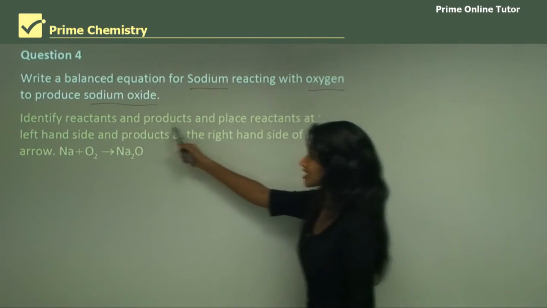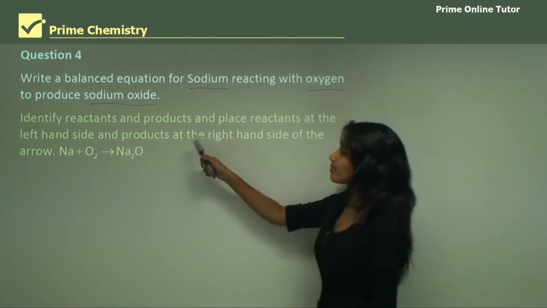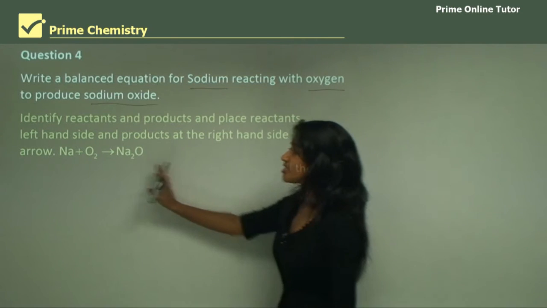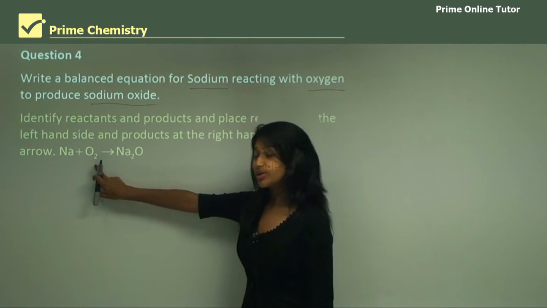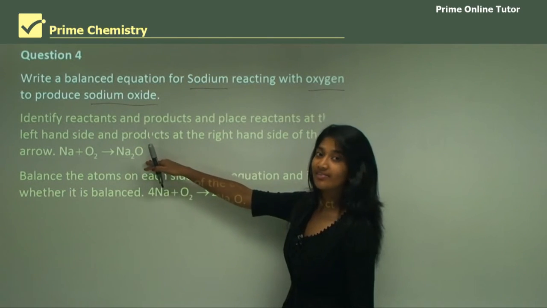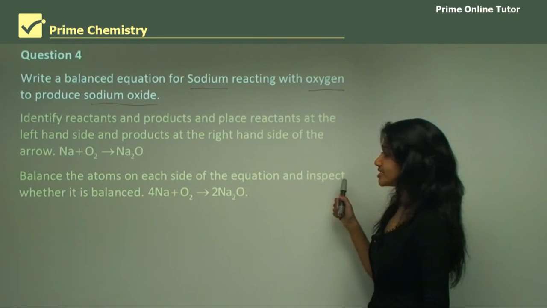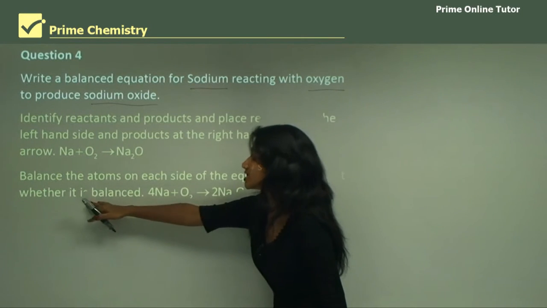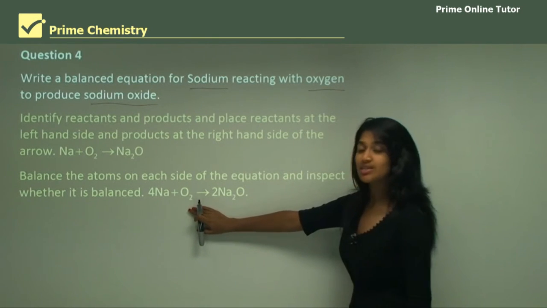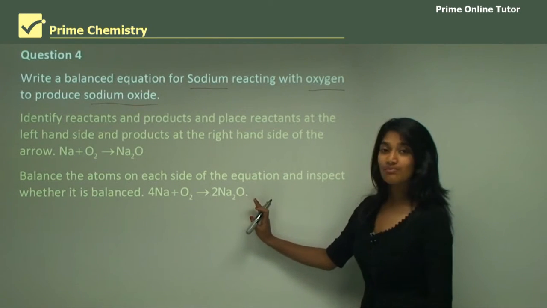So identify the reactants and the products as we have just done and place the reactants at the left hand side and the products at the right hand side of the arrow. So it's just simply writing it there. But then you would have to work out the chemical equation for each. So balance the atoms. Now this, you can't leave it like that. You have to balance your reaction, the atoms on each side of the equation, and inspect whether it is balanced. So here we have 4 sodium molecules reacting with 1 oxygen molecule to give you 2 sodium oxide molecules, and this is a balanced equation.